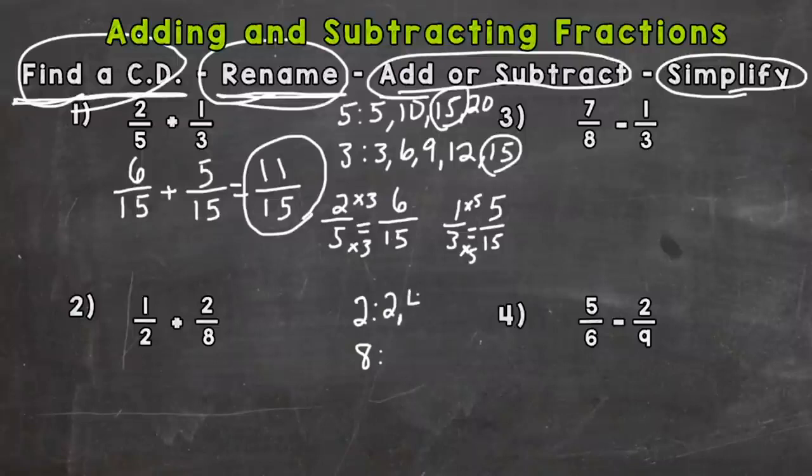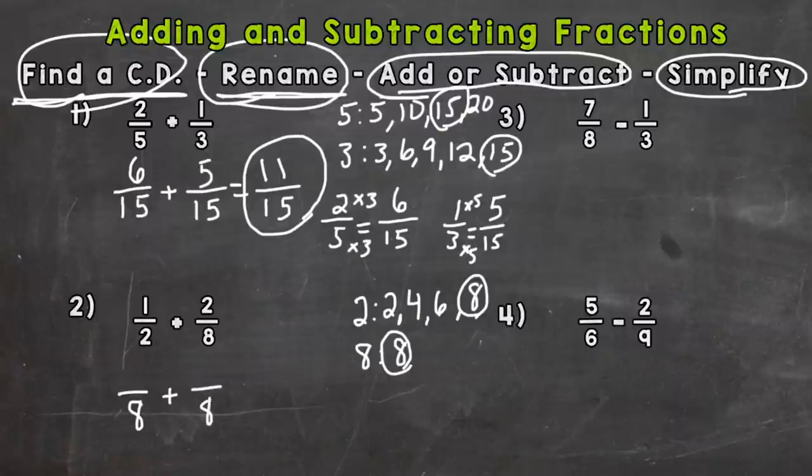So 2, 4, 6, 8. Now let's make our list for 8. Well, we start with 8 and we should see a match. So our least common multiple is 8. So now we need to rename our fractions. I'm not going to go to the side for this one. I'm just going to do it right below our original problem.